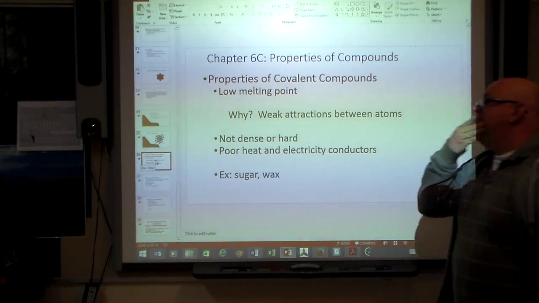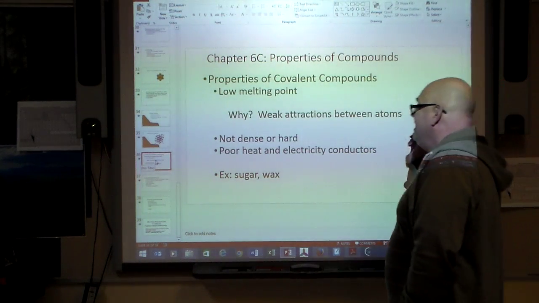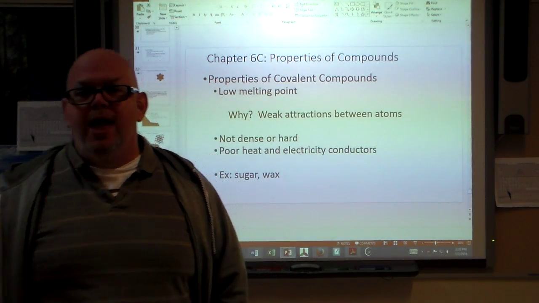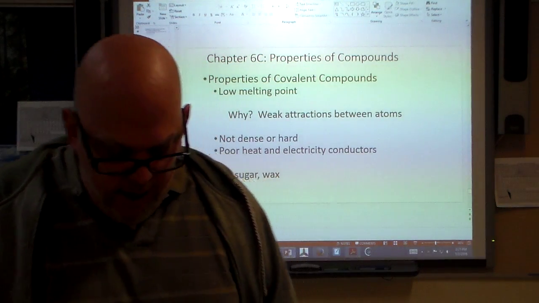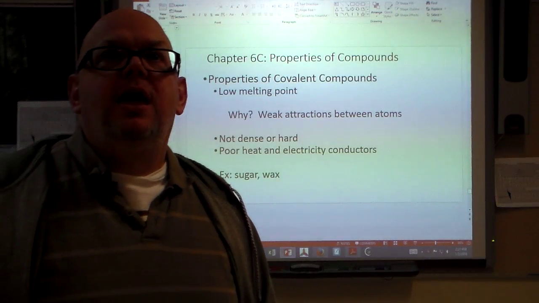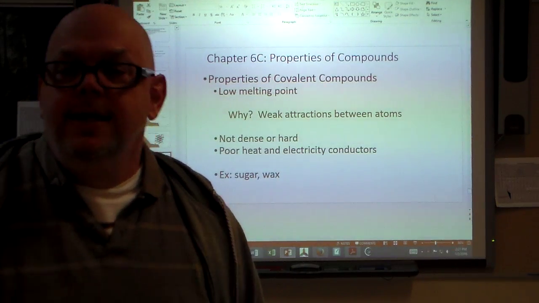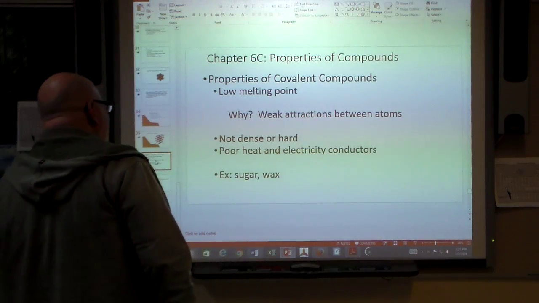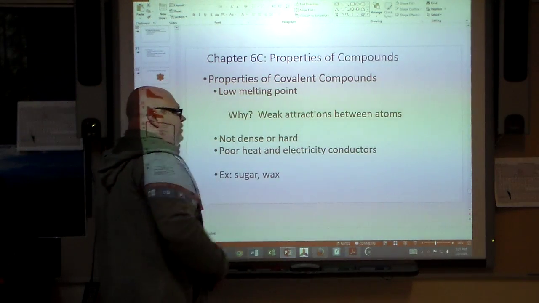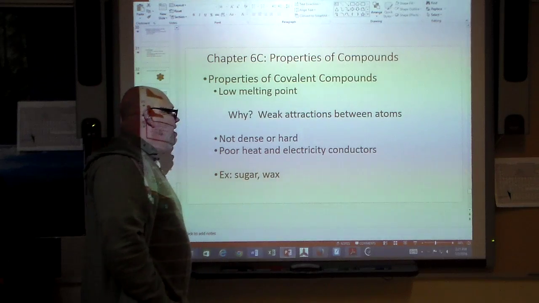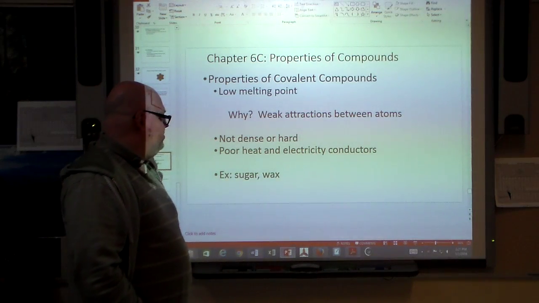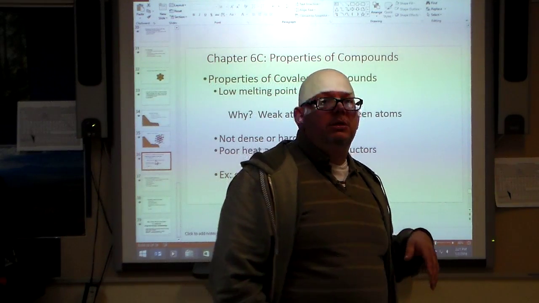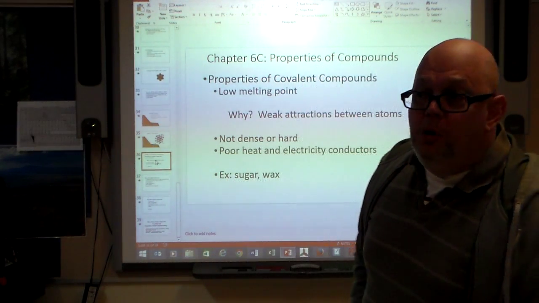Properties of covalent compounds. Low melting point, because there's not that much attraction between the atoms. They're weak at best, okay? Think of butter, think of wax, and even plastic. They're not great heat and electricity conductors. They're not dense or hard necessarily. Sugar is another one that has a pretty low melting point. As you guys know, we can caramelize sugar.